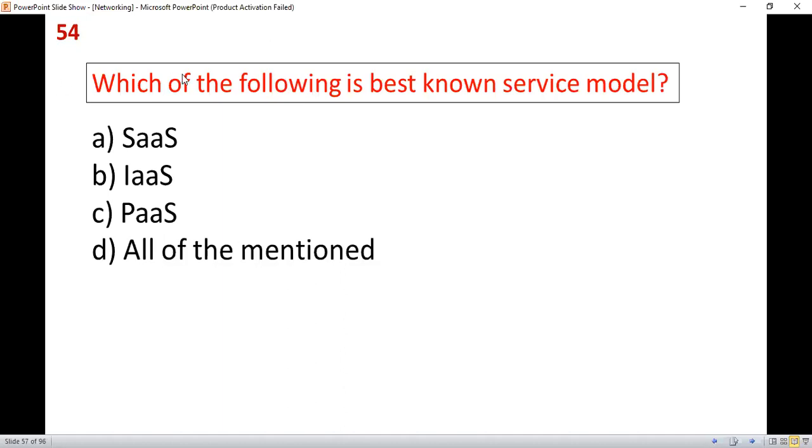And the next question is: which of the following is the best known service model? The question is, which of the following is the best known service model?